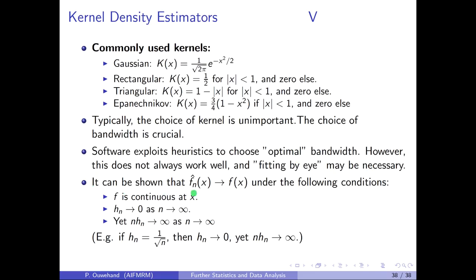It can be shown that the KDE estimate of the density function approximates the true density function under the following conditions: when f is continuous at x, when the bandwidths h_n go to 0 as n goes to infinity, but in such a way that n times the bandwidth h_n approaches infinity as n goes to infinity. This is, for example, the case when h_n is 1 over the square root of n, which goes to 0 as n goes to infinity, but n times h_n is just equal to the square root of n, and that goes to infinity as n goes to infinity.